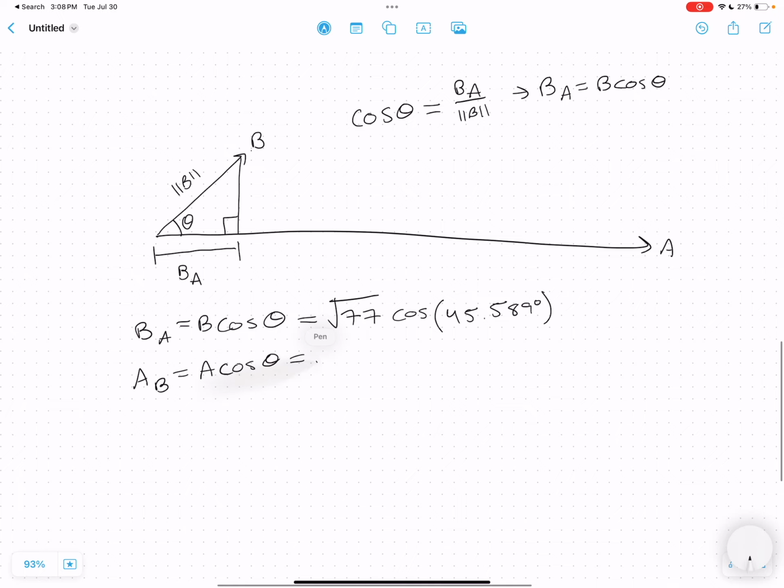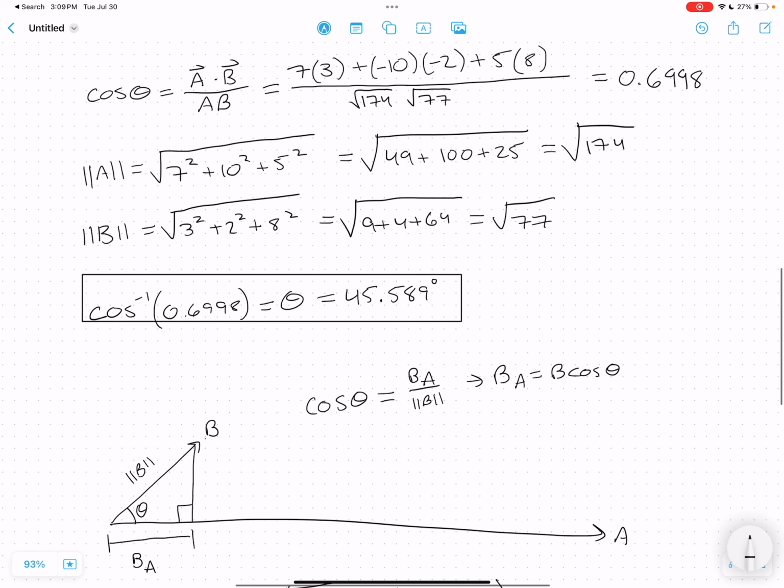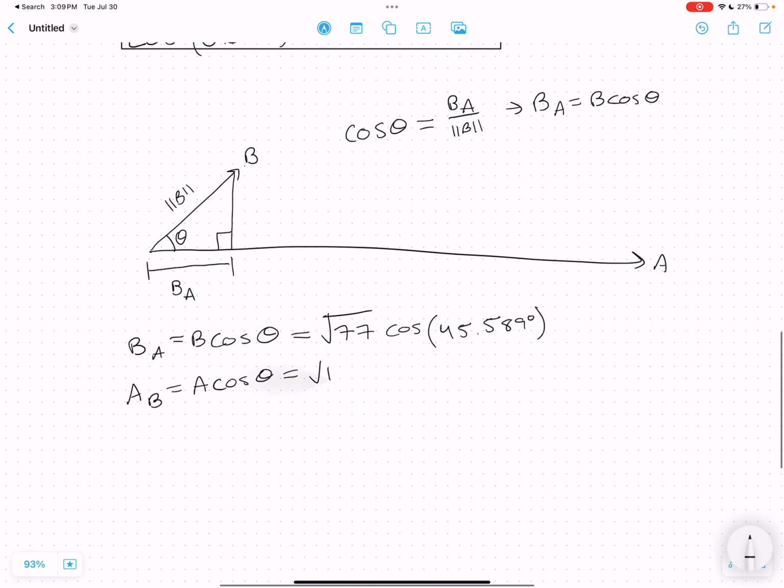where A is the square root of 174, times the cosine of 45.589. And there we go. This is our use of the dot product to determine the angle between two vectors, as well as the projections of each of these vectors onto another.